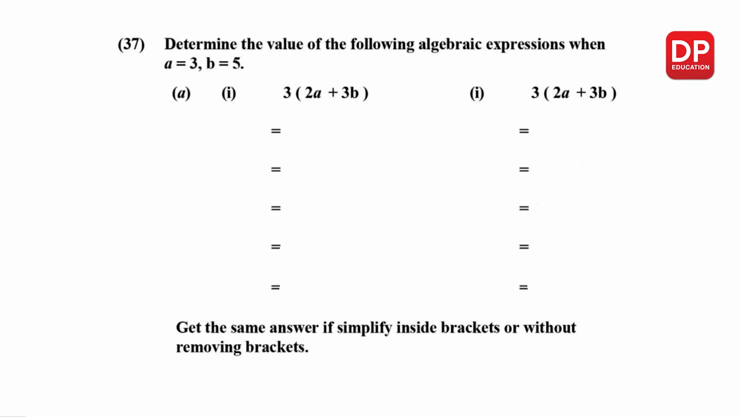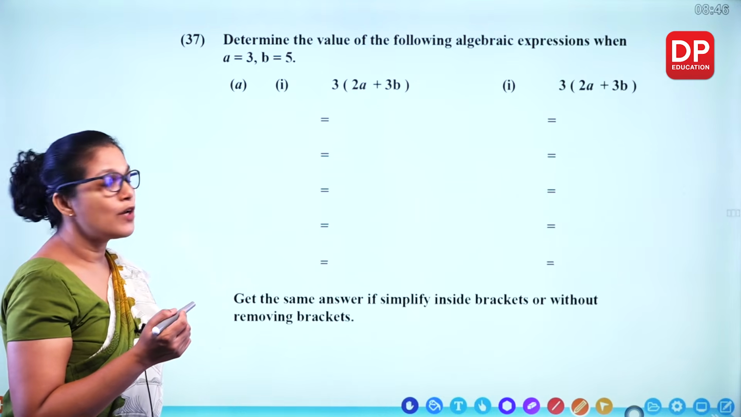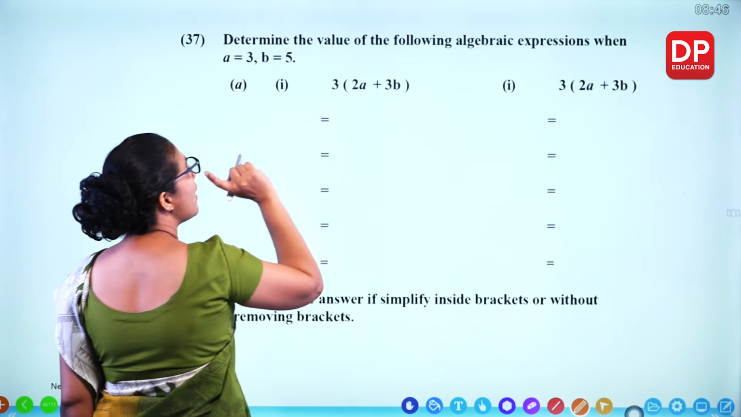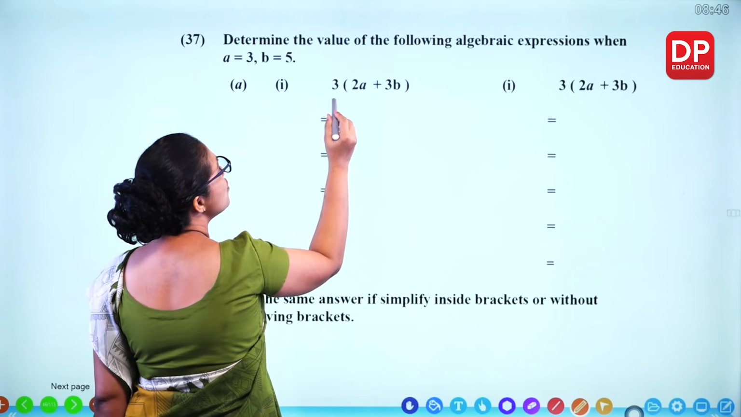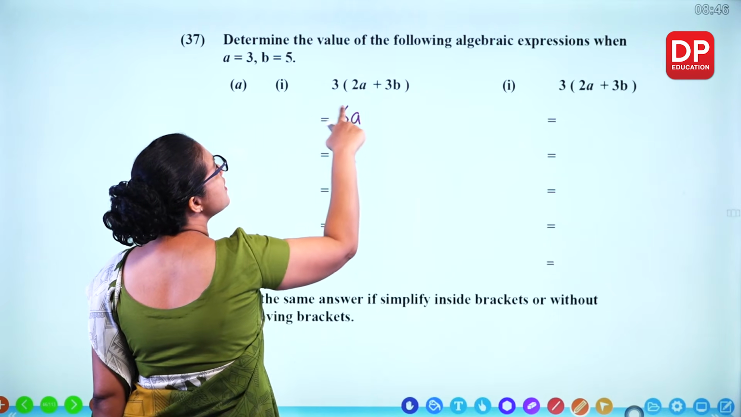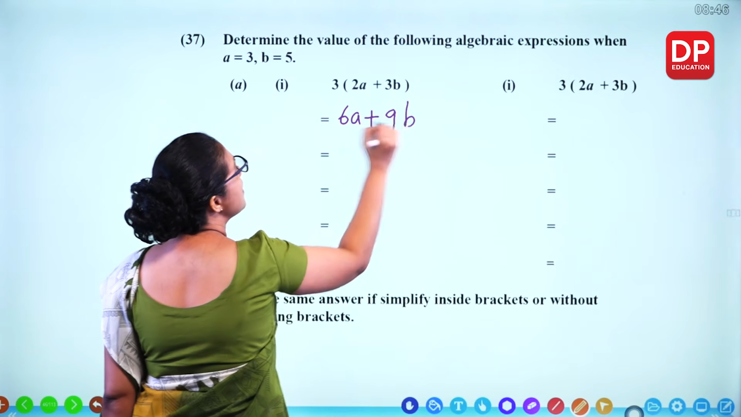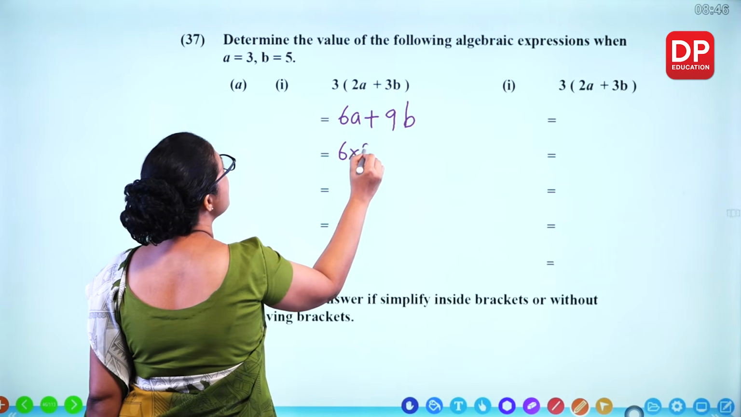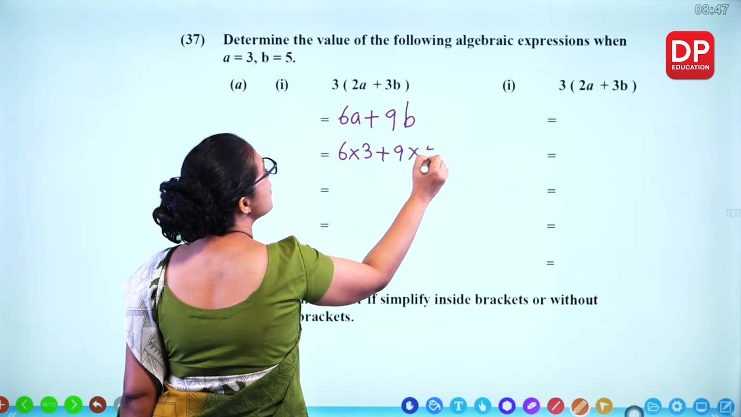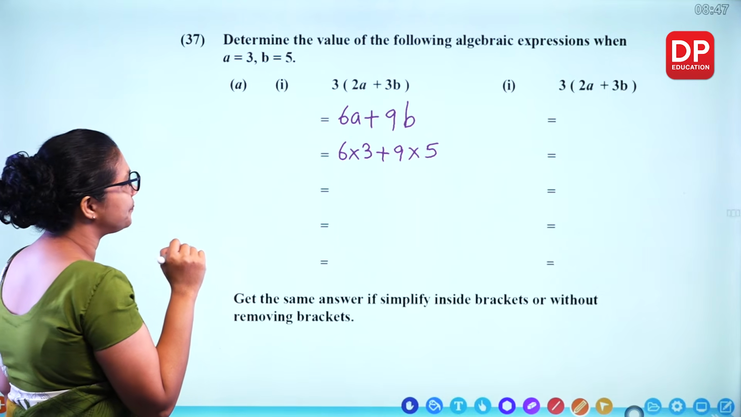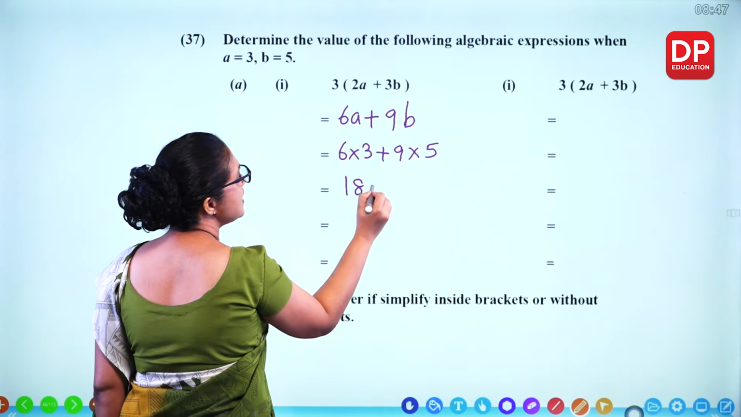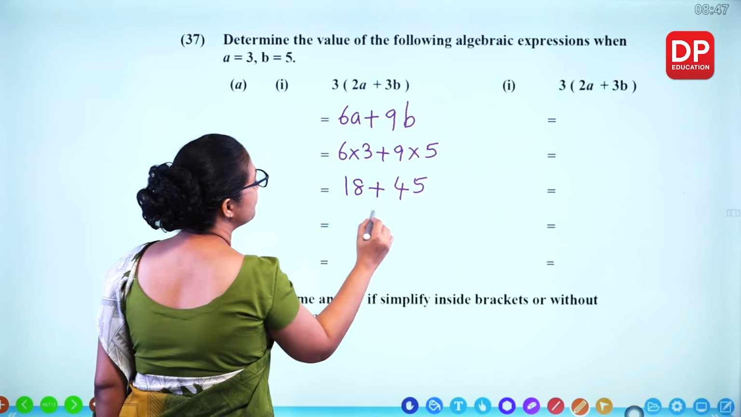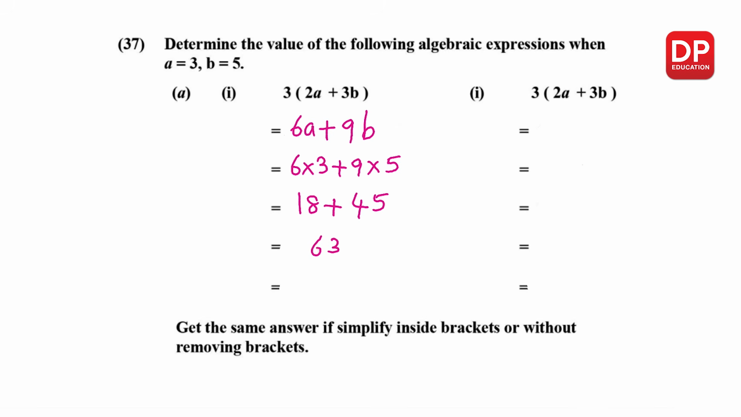Determine the value of the following algebraic expressions when a equals 3 and b equals 5. So what do you do first? First we'll open brackets and then substitute. 3 times 2 is 6, 6a. 3 times 3, you get 9, so 9b. Now substitute after you multiply. Now substitute the value: 6 times 3, 9 times 5, because b equals 5 and a equals 3. 6 times 3 is 18. 9 times 5 is 45. What's the addition? 63.